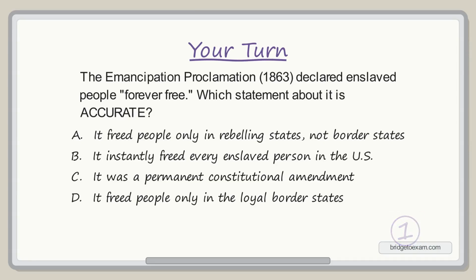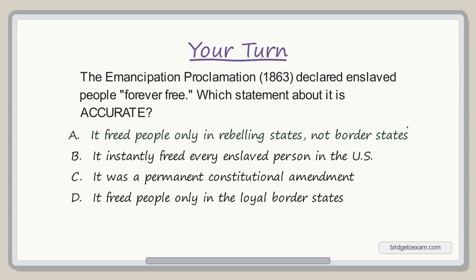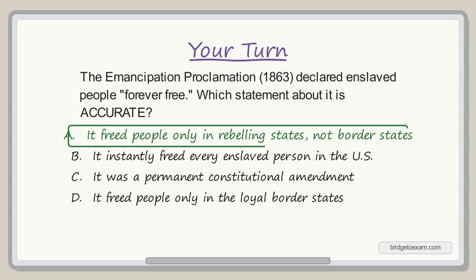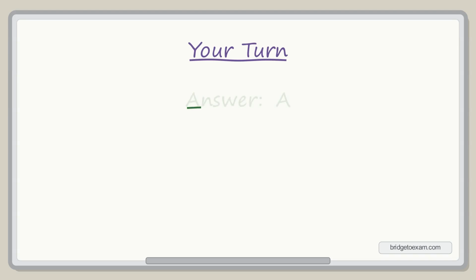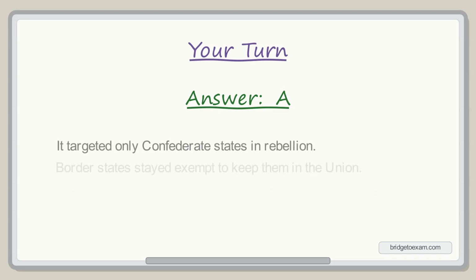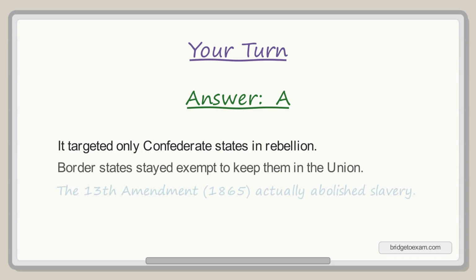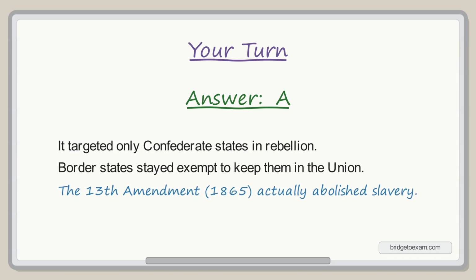The answer is A. It applied only to enslaved people in the rebelling Confederate States, not the loyal border states, which Lincoln couldn't risk losing. It was a targeted war measure, not a universal one. The loyal border states were left out on purpose. Slavery itself was abolished everywhere only by the 13th Amendment in 1865.